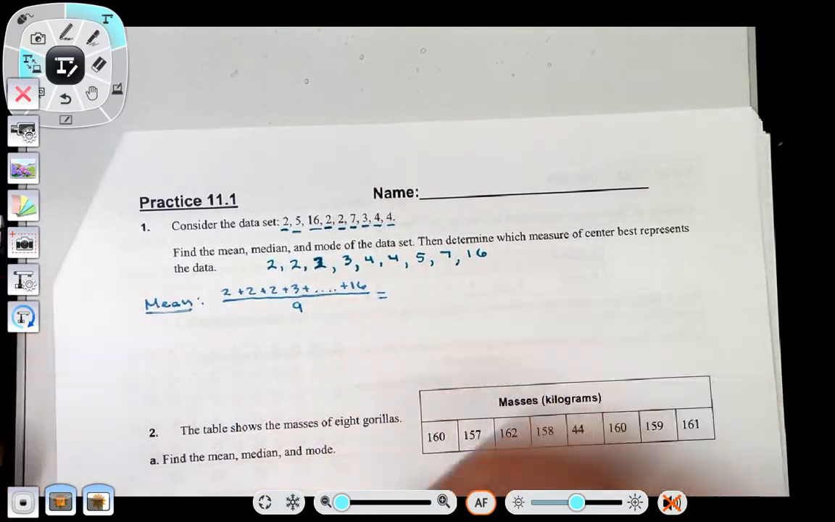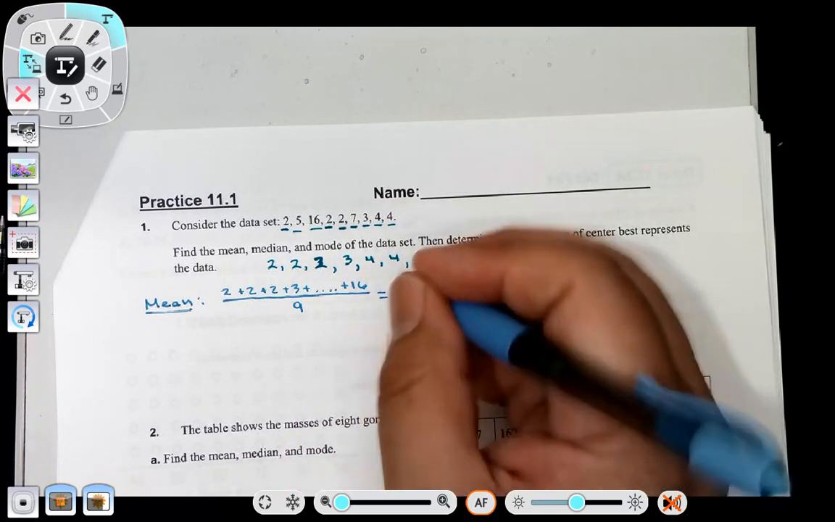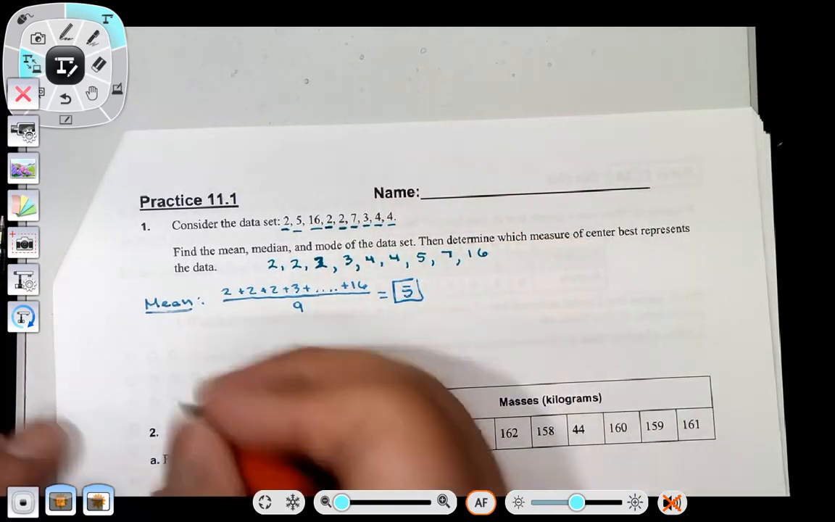Take a moment, type it in. Once you have it, let me know. You already got it, Jason? What did you get? A perfect 5? Yeah, nice. There's our mean, everybody. We got our 5.